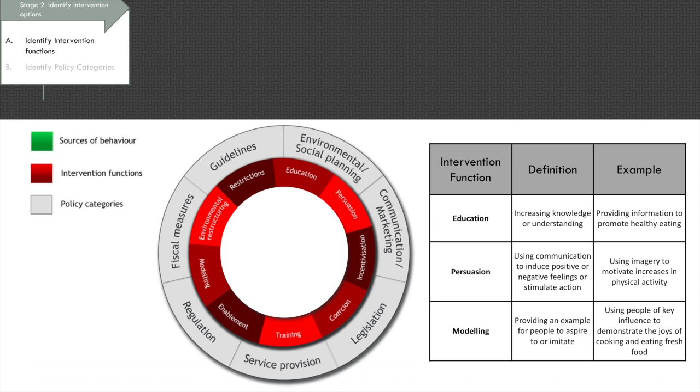Persuasion is about using communication to induce positive or negative feelings or stimulate some kind of action. An example of this is to use imagery. It might be posters of somebody famous who's in good shape, or it could be pictures of themselves on the fridge, which then might motivate someone to exercise. And modelling is providing an example for people to aspire to or to imitate. And again, using people of key influence to demonstrate the joys of cooking is an example, and eating food. And that might be a fellow sufferer of cardiovascular disease that is showing that they can make the changes. And if they can, then the people who we're directing the videos at, they can too.